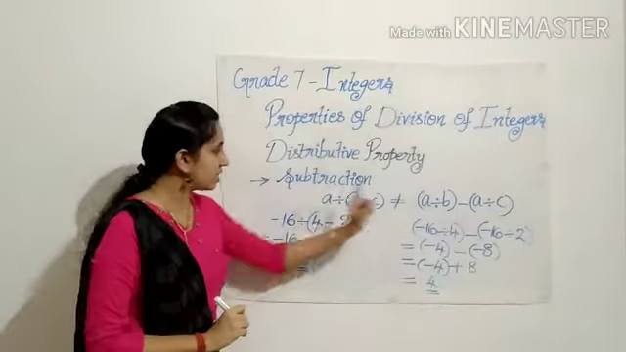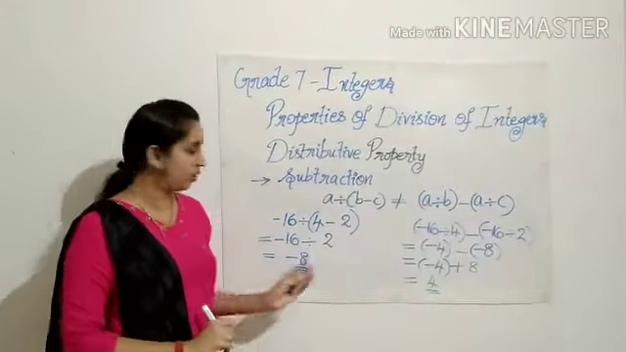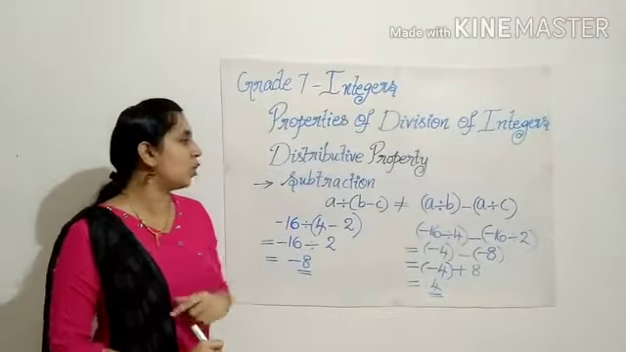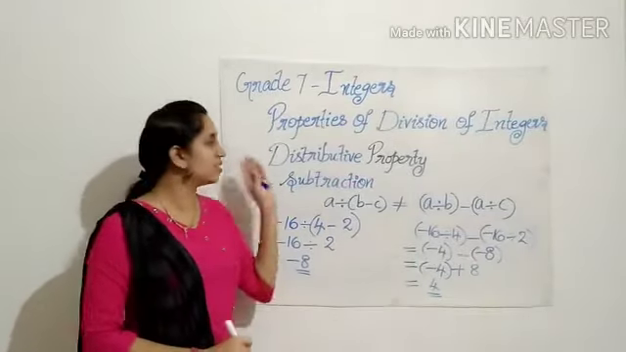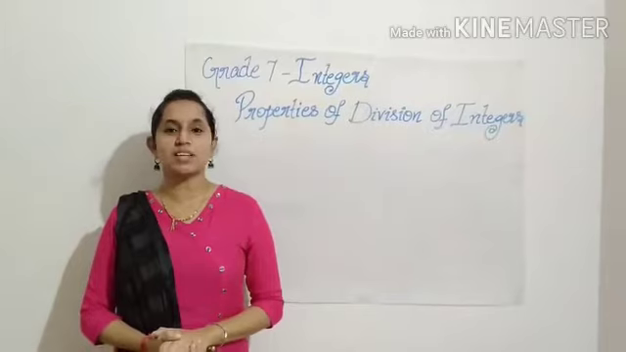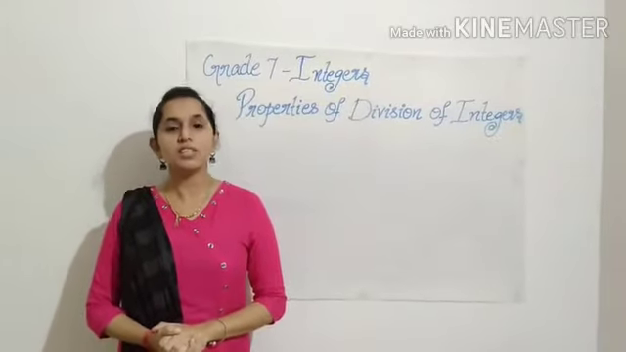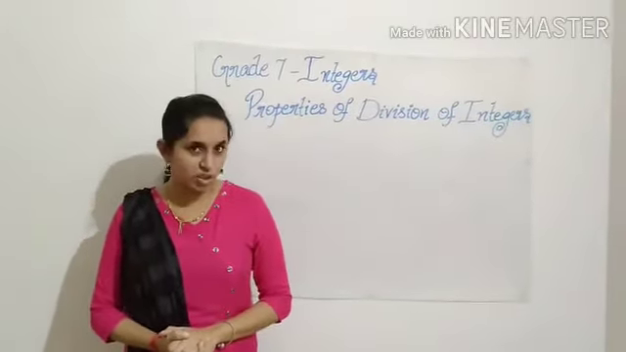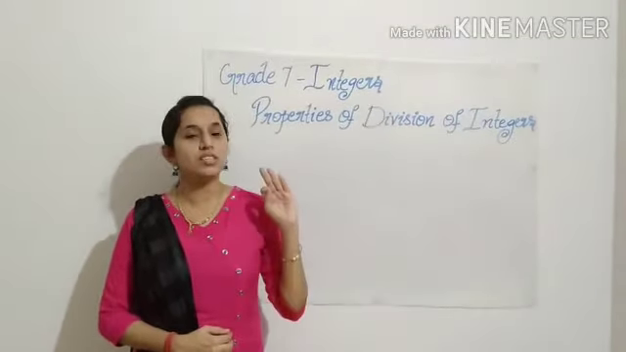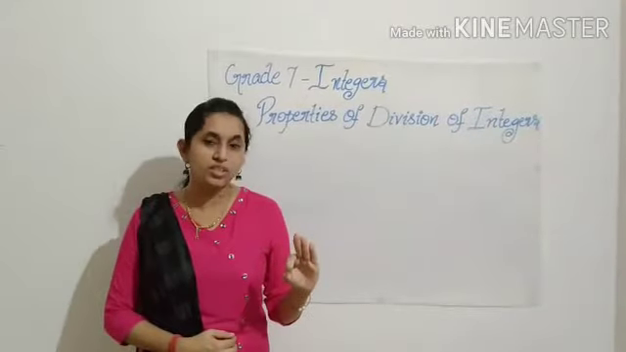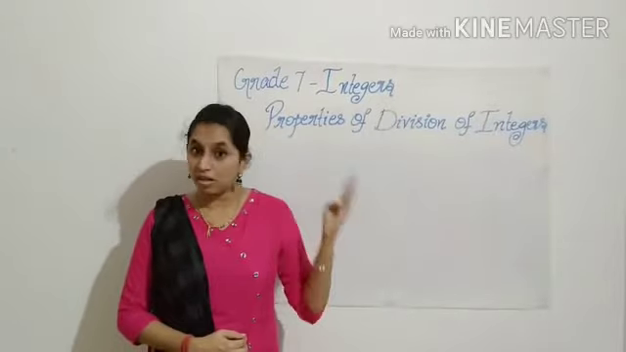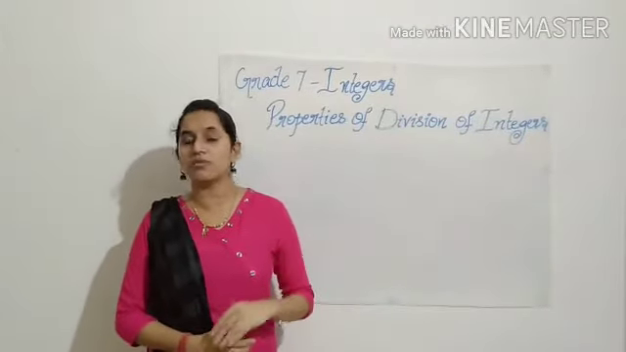On the LHS we got negative 8, on the RHS we got positive 4. They are not the same. So we can conclude that division does not distribute over subtraction. So that is the distributive property. Now let us revise what we discussed in this video. Integers are not closed under division. Integers are not commutative under division. Integers are not associative under division. And distribution does not hold for addition and subtraction in case of division.